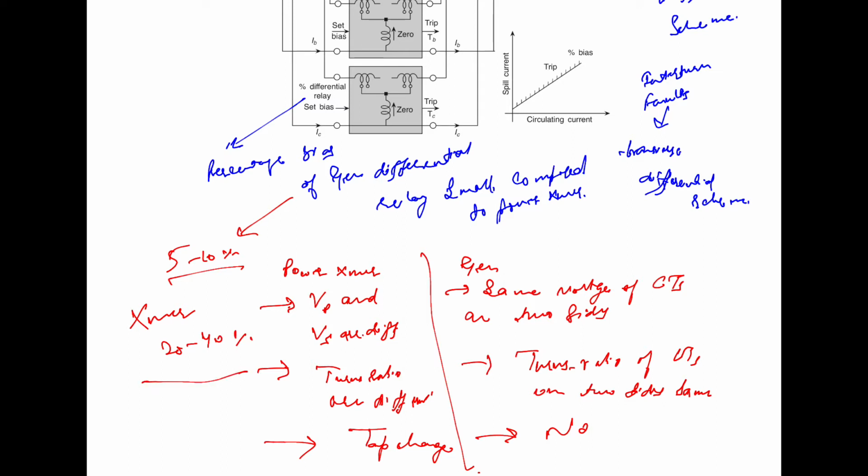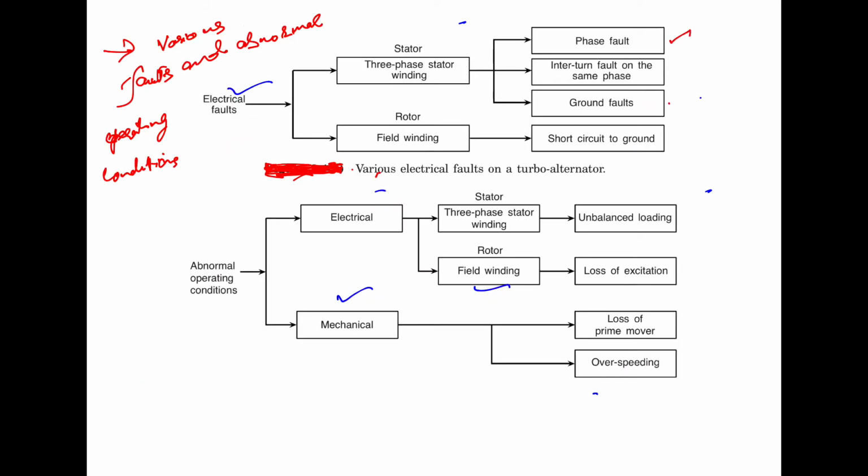Now the longitudinal differential scheme caters for phase as well as ground faults. So these two, the phase faults and the ground faults, are catered by the longitudinal differential protection, but it is unable to detect the interturn faults between the turns of the same phase.